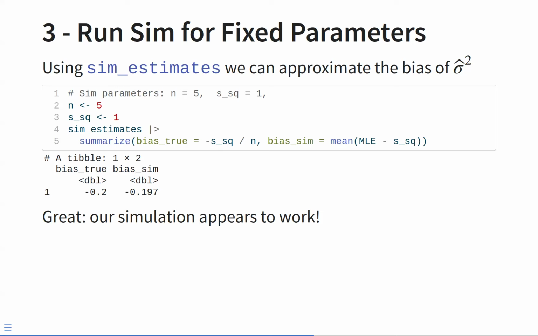So now let's compare that to the bias that we calculate using bias underscore sim equals mean MLE minus s squared. What's happening? Well, we're taking the average value of the MLE relative to the truth. So we're taking the average difference between the MLE and the truth, which is precisely what bias is defined to be. And we get a result of minus 0.197. Not bad. It's very close to the correct answer. And if I had done more than 5,000 simulation replications, it would have been most likely even closer still, because the law of large numbers would be kicking in.